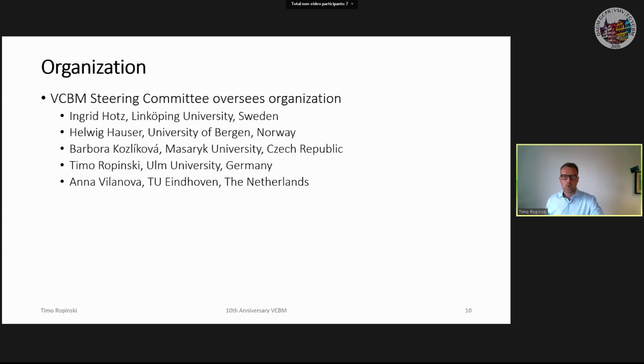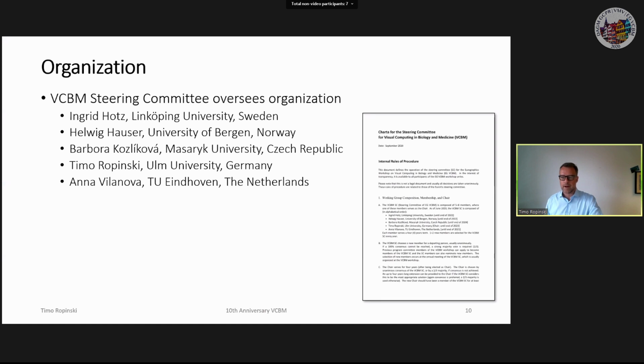So to get all these things organized, we have formed a steering committee over the years, which oversees the organization. And this is formed by Ingrid Hotz, Helwig Hauser, Barbora Kozlikova, myself, and Anna Vilanova. And we are very proud of the gender diversity we have in this committee, which makes for very fruitful discussions and brings the conference to a good track.